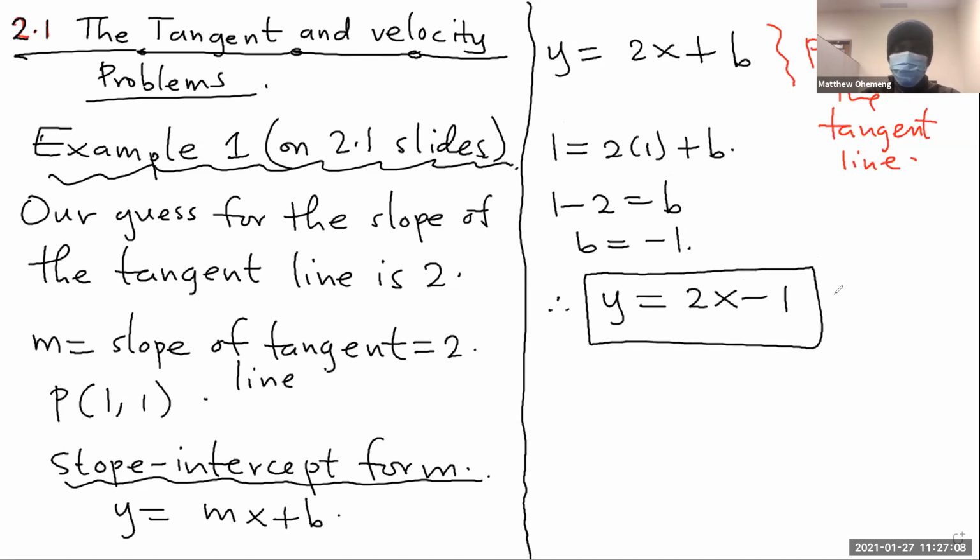That's your answer. Okay, so I have a question. Why is the slope of the tangent line 2 if the slope equation equals 0.5?